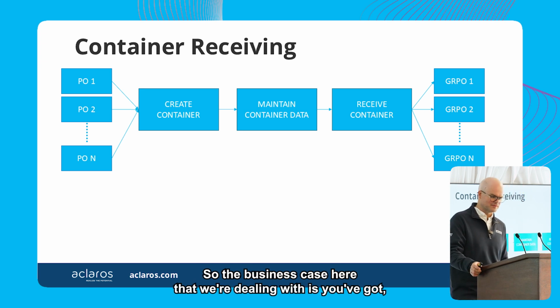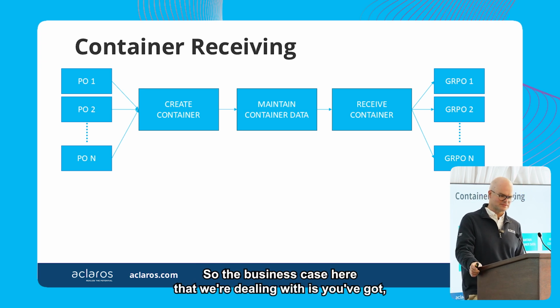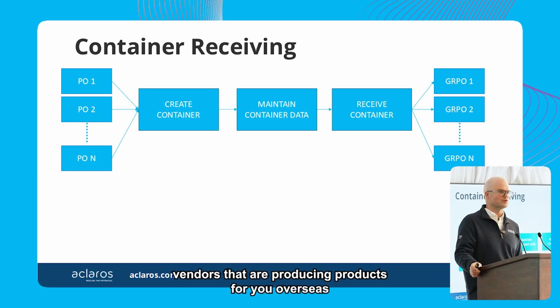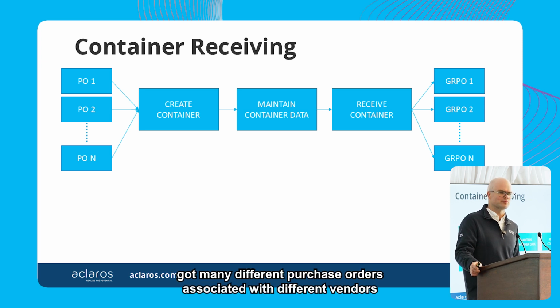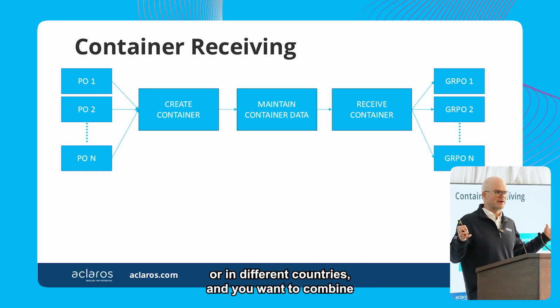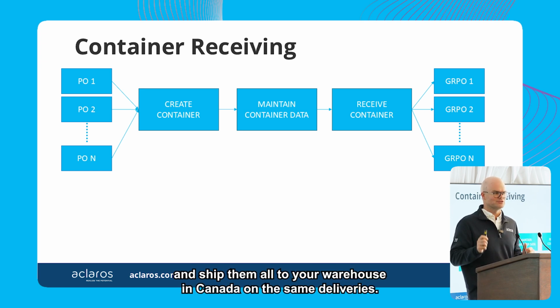The business case here is you've got vendors producing products for you overseas, and you've maybe got many different purchase orders associated with different vendors in different countries, and you want to combine all of those things and ship them all to your warehouse in Canada on the same deliveries.